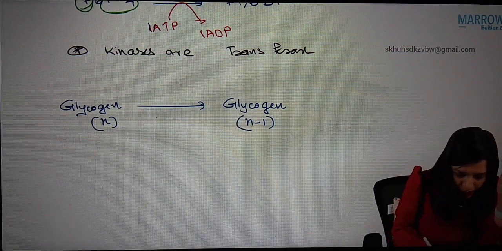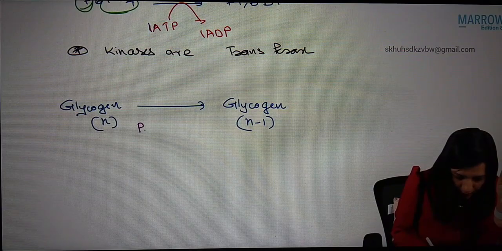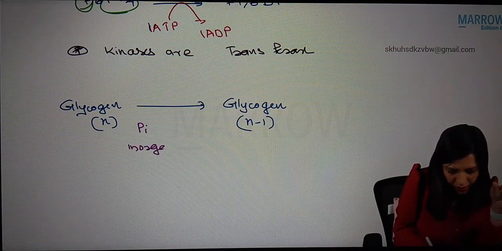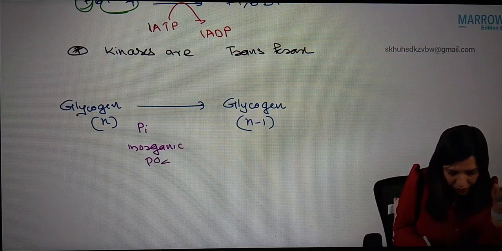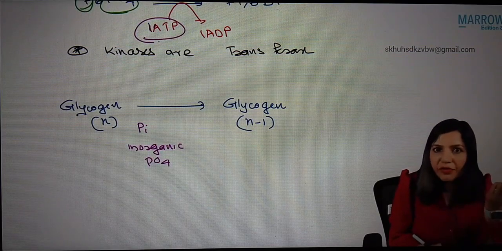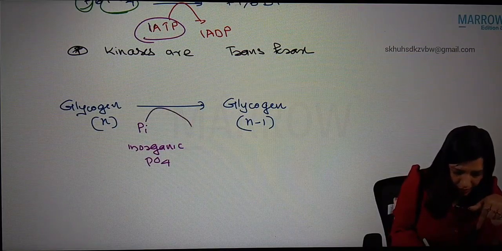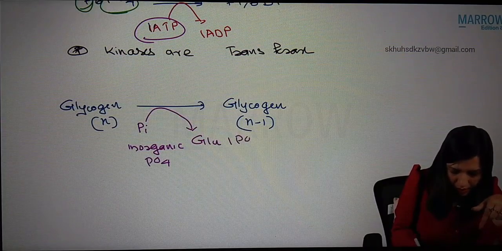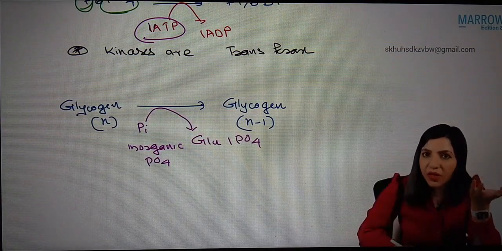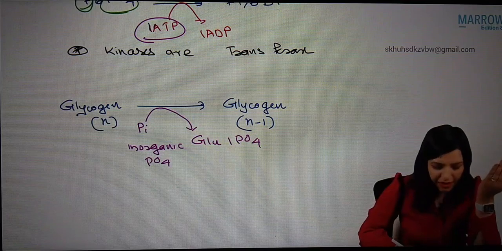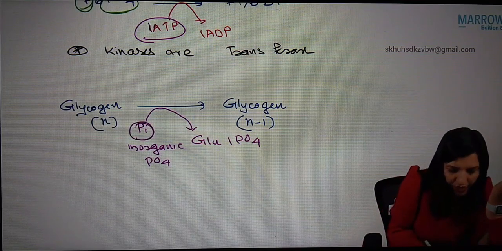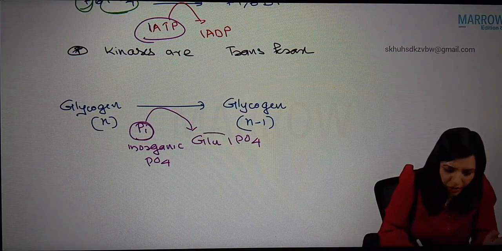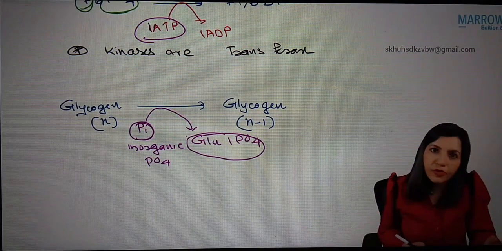This glucose is given a Pi, or Pi means inorganic phosphate. ATP is an organic phosphate. This is an inorganic phosphate, so that this Pi is becoming glucose 1-phosphate. So what is the reaction happening here? An inorganic phosphate is added to the glucose that is cut from the glycogen, so that the glucose is becoming glucose 1-phosphate.